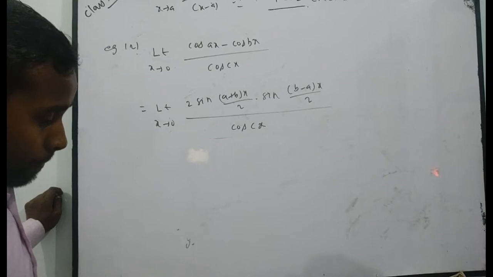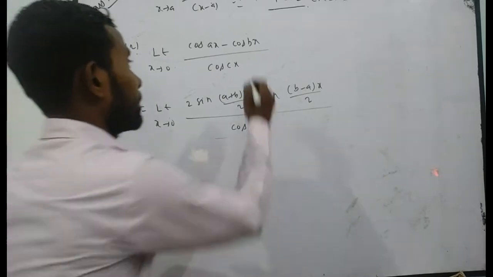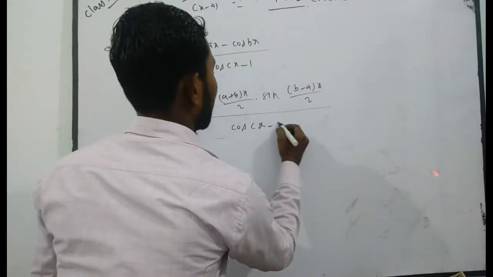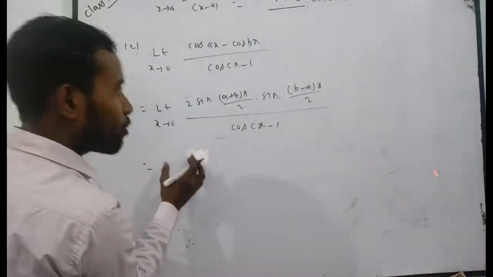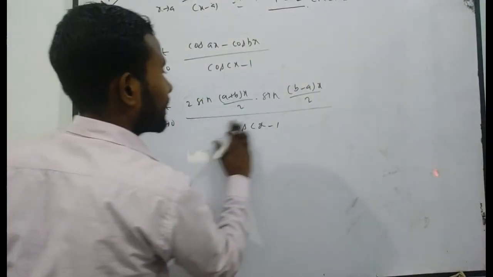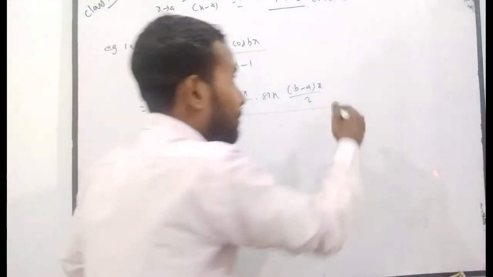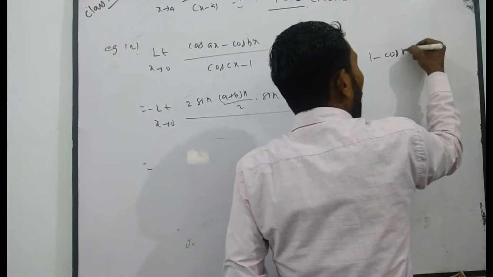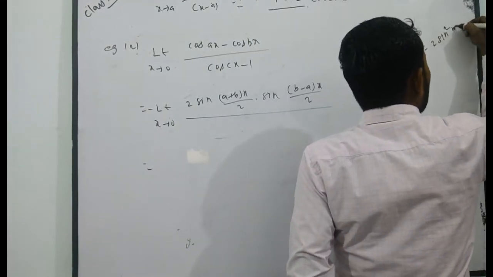In this problem, there is given cos cx minus 1. Now it becomes very easy. If you take common minus from the denominator, what do you get? Suppose I have taken common minus, then you get 1 minus cos cx. What is the formula for 1 minus cos x? I have already told you, 1 minus cos mx is equal to 2 sin square mx by 2.